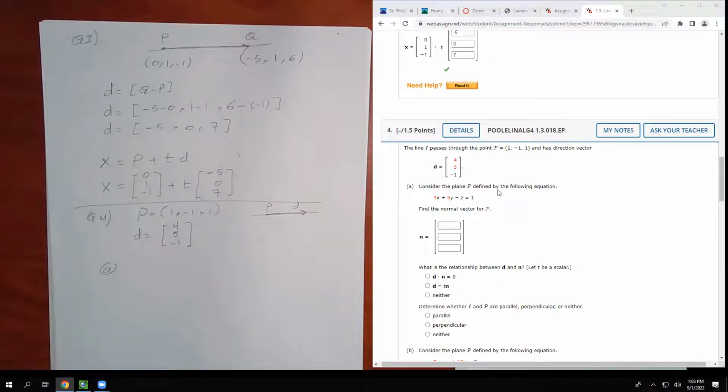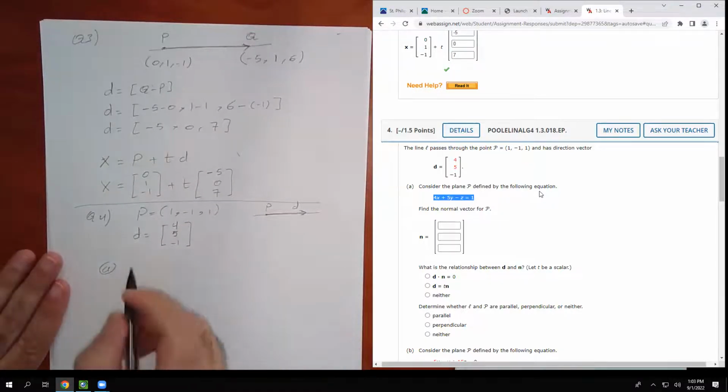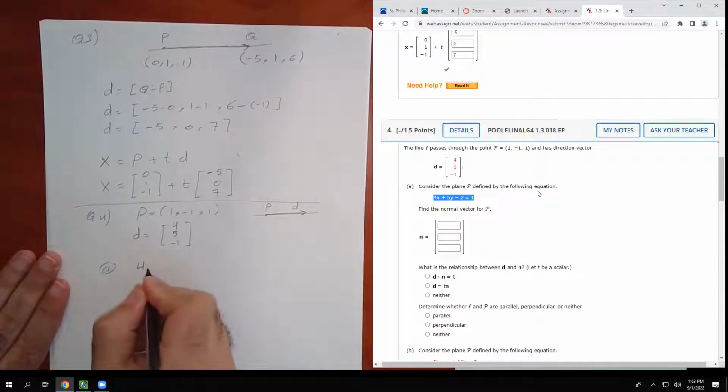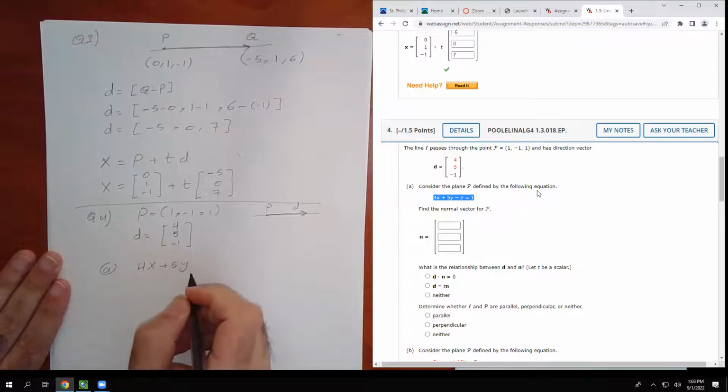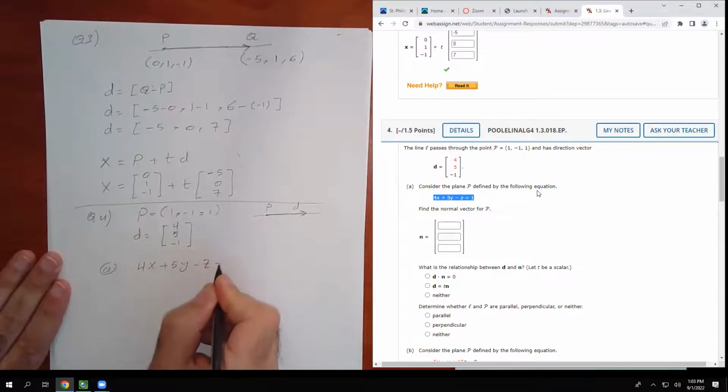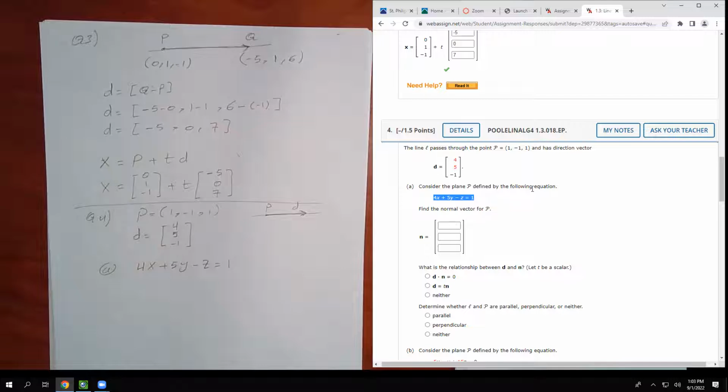They ask you, consider the plane P defined by the following. So now we have a line. They give you the information for the line, P and D. Now, in part A, they give you another equation for the plane: 4x plus 5y minus z equals 1. And they're going to ask you to find the normal vector for the plane. So I'm not going to confuse myself now about the line. Now we have a line and we have a plane.